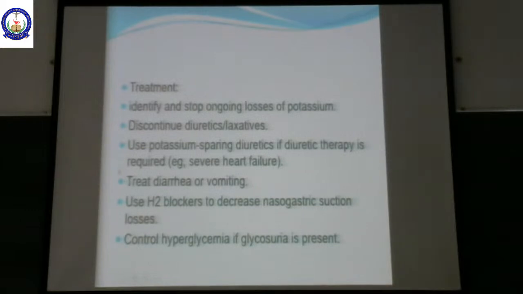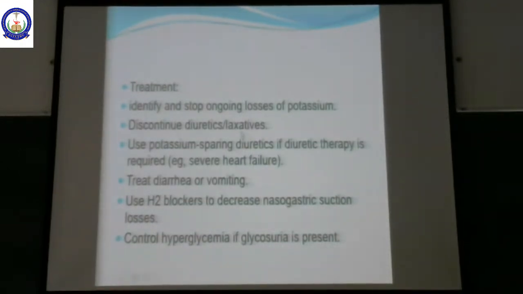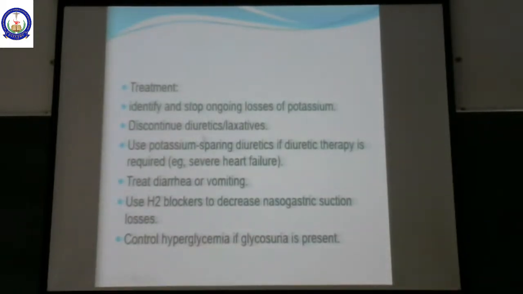What's the treatment? Identify and stop the ongoing losses of potassium. Wherever you have seen them, basically you are treating the cause. Discontinue any diuretics and laxatives that are causing it, because excessive loss will be there in the form of urine or in the form of stools.